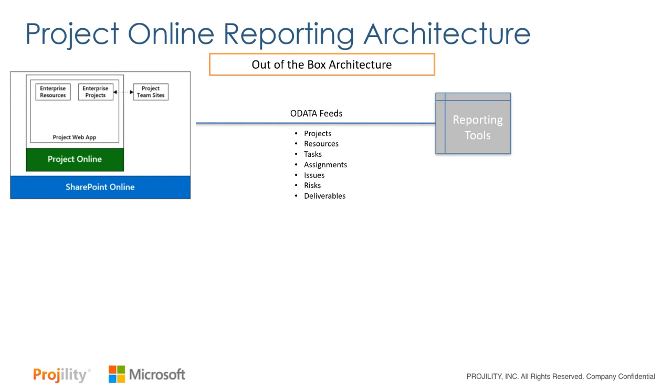What comes out of those data feeds are those subsets of information. There's a feed on projects and the project-related data. There's a feed on resources. There's a feed on tasks or work. There's a feed on assignments. There's a feed on issues. There's a feed on risks, and there's also a feed on deliverables.